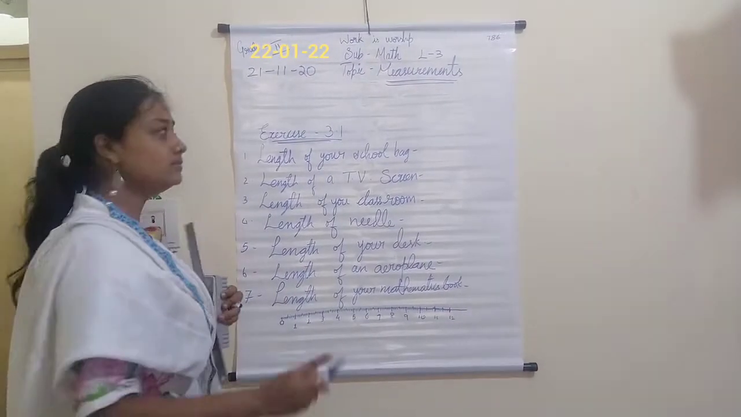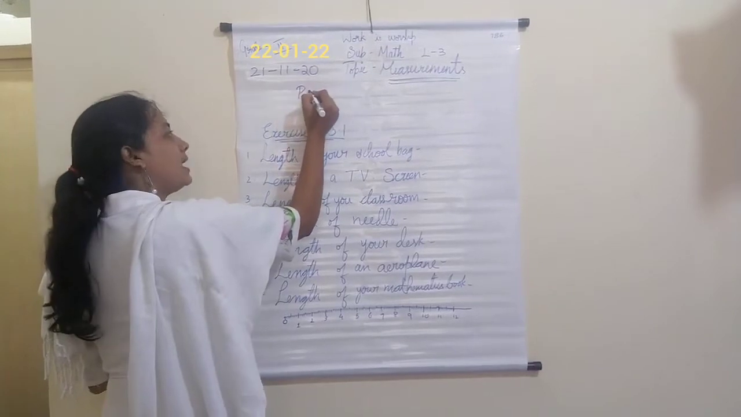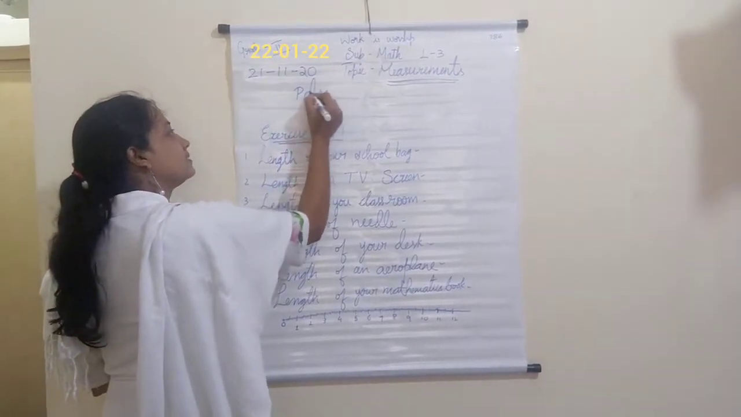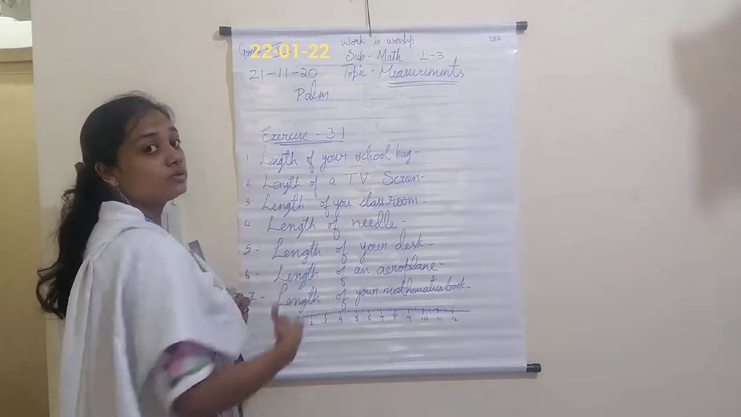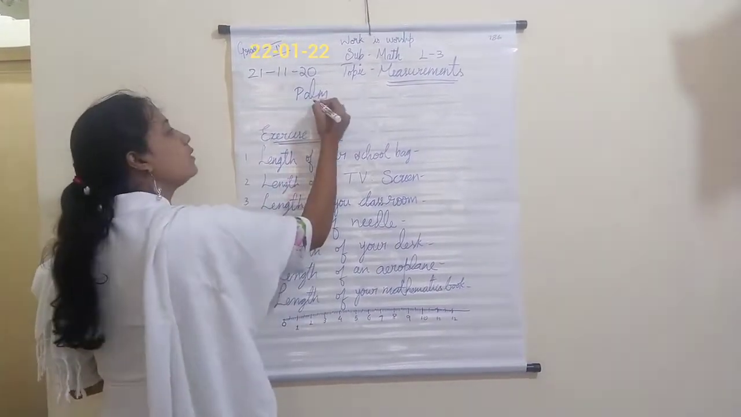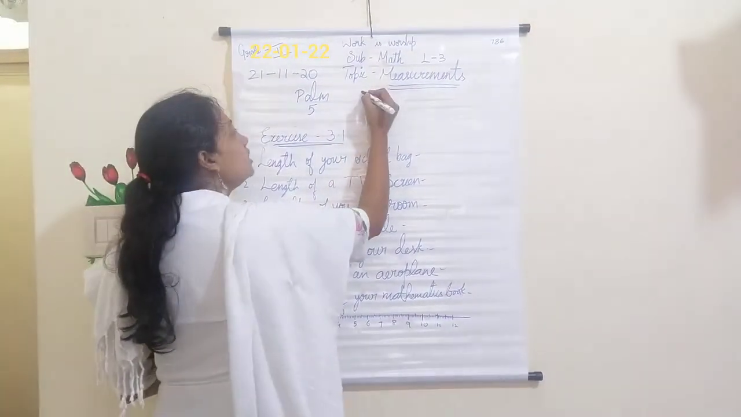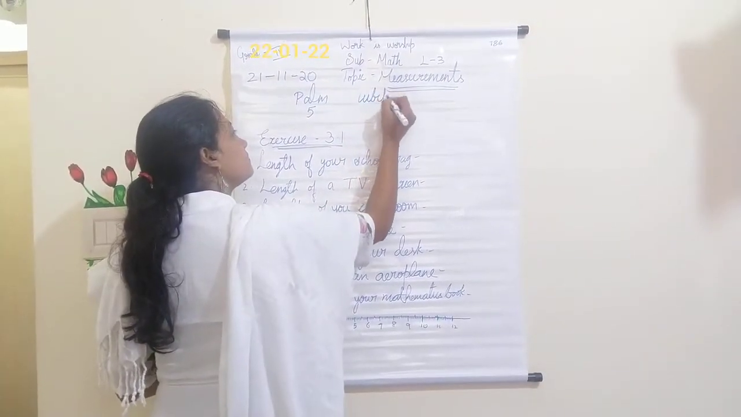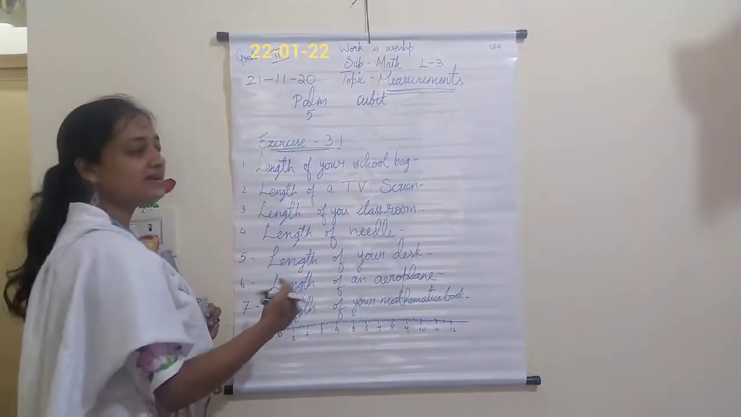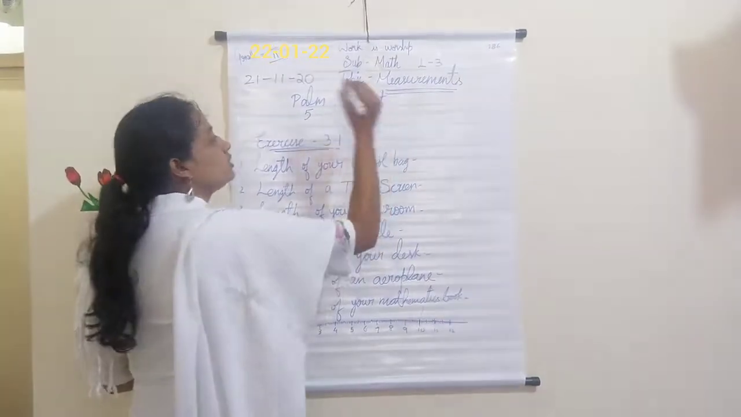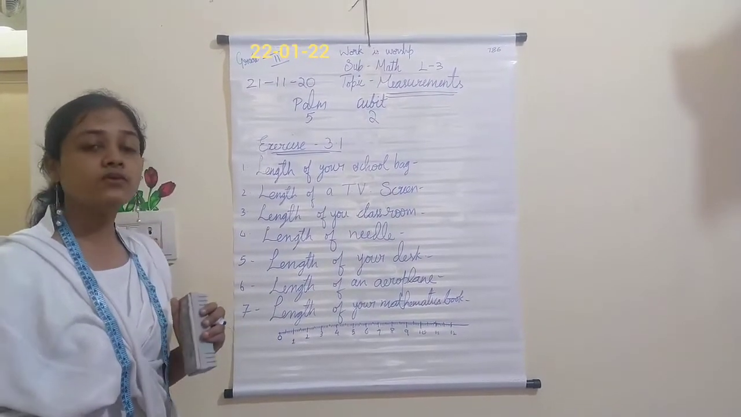Let us write it down. So first, what did I measure? I measured palm. Using palm, I measured the length of the board. So what is the length of the board in palm I measured? It was 5 palm. Next, I measured using cubit. So how many cubits did I get? I got 2 cubits.